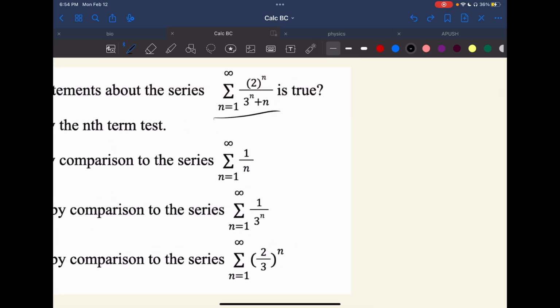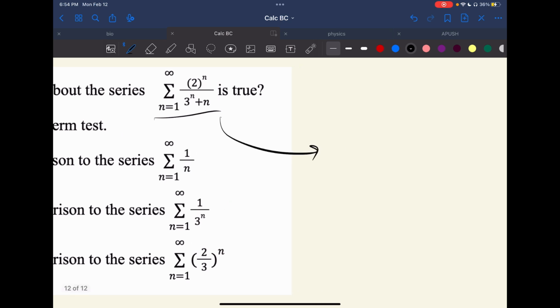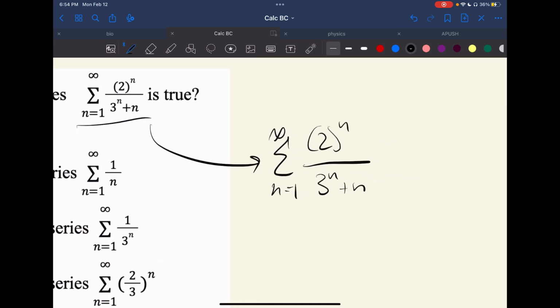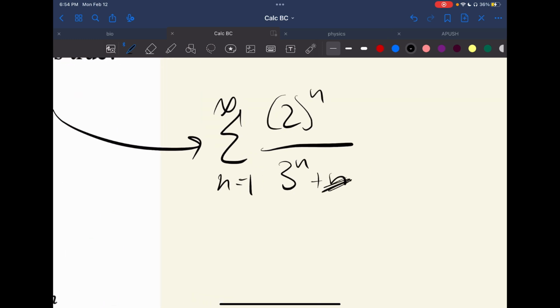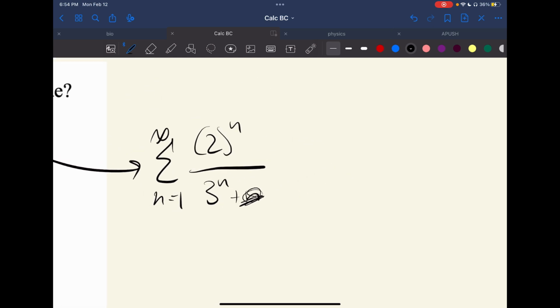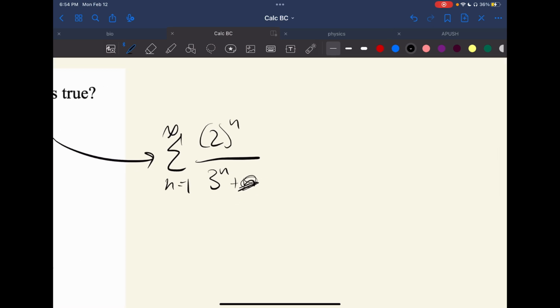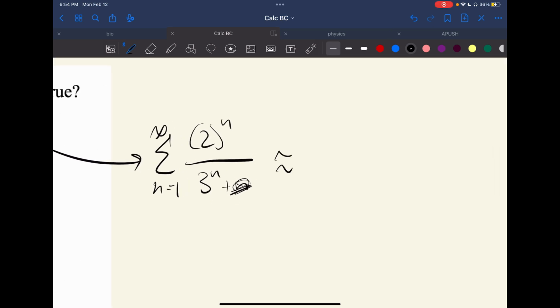Out of all of these, honestly, this 2 to the n over 3 to the n plus n. Okay, so when you're looking at this in the major scheme of things and you're thinking of infinity and all of that, this isn't really a dominant term, the n, so we can scratch that. Only consider 2 to the n and 3 to the n, right? And we know that this is approximate, not equal, but approximate to 2 over 3 to the n, okay?